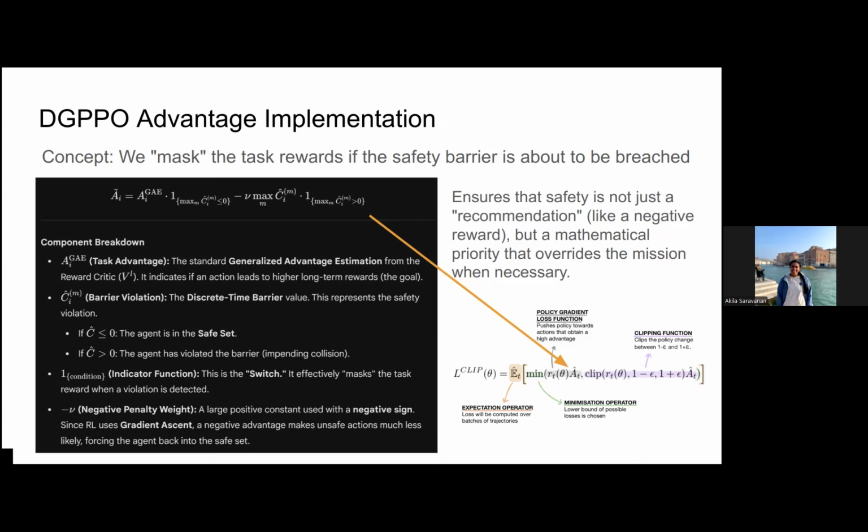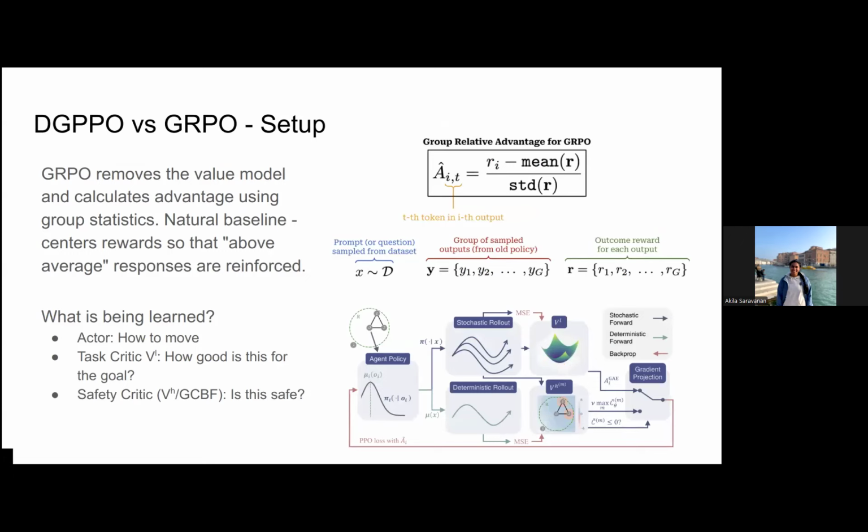You said that the actor predicts the policy, the action distribution, and the critic predicts the value, and also whether it's an unsafe state. Yeah, so there are two critics.